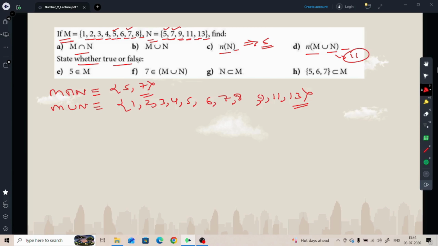State whether true or false. First question is whether 5 belongs to M. Yes, it belongs to M. So true. Second, 7 belongs to M union N. Yes, it is true. Third question, N is a subset of M? No, because there are these elements 9, 11, 13 which don't lie in M. So it's false. And the next one is {5, 6, 7} is a subset of M. Yes, because 5, 6, 7 lie inside set M. So this is true.